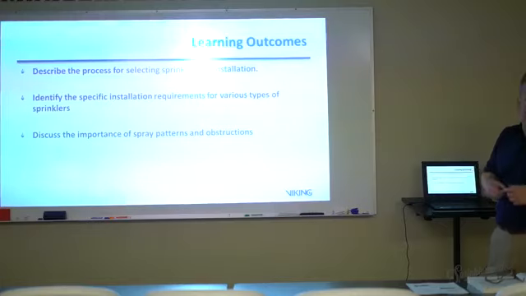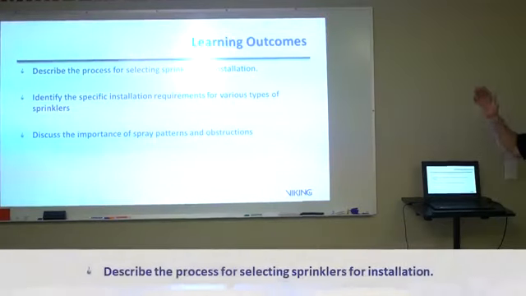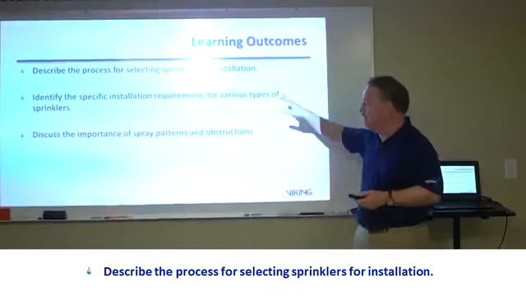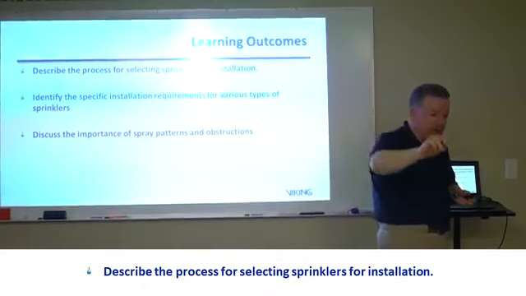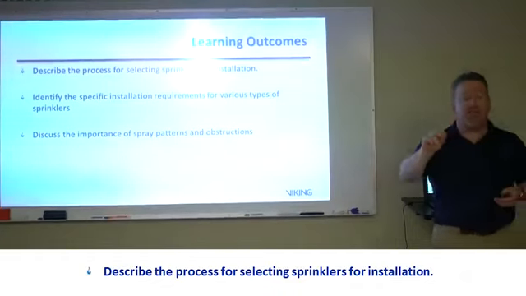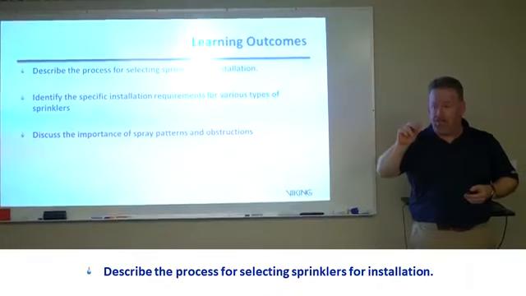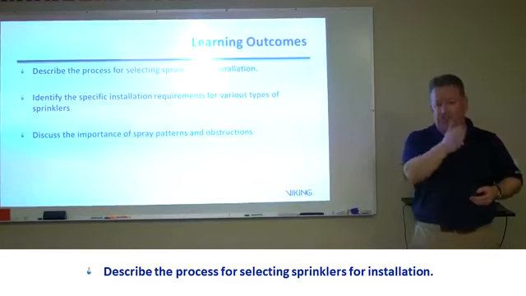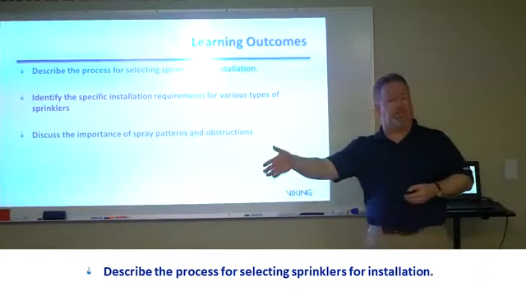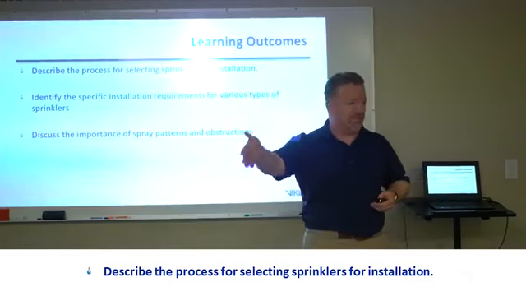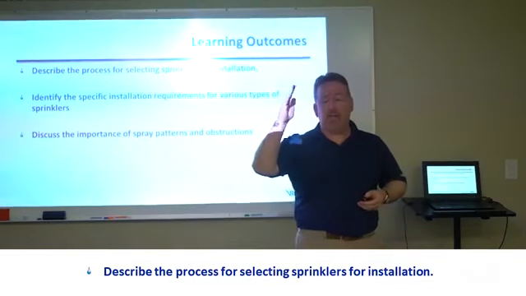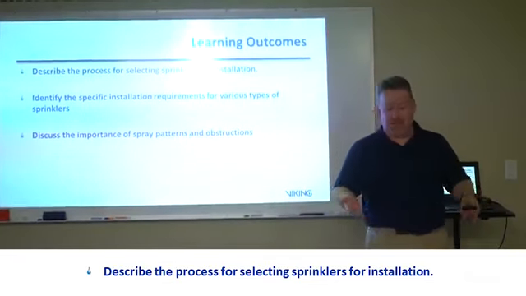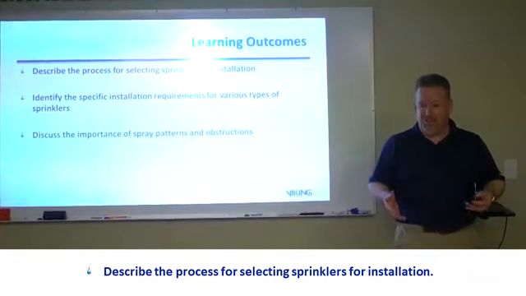So what we're going to look for in the next couple of hours here is to be able to describe a process for selecting sprinklers for installation. We've already started into that by saying, what's the hazard classification? So the process begins with getting the hazard classification right. It's going to be different for an office building than it is for the kitchen in a restaurant. You're going to have a different hazard classification. And you're going to have a lot of buildings that have multiple hazard classifications. So how do we deal with that?